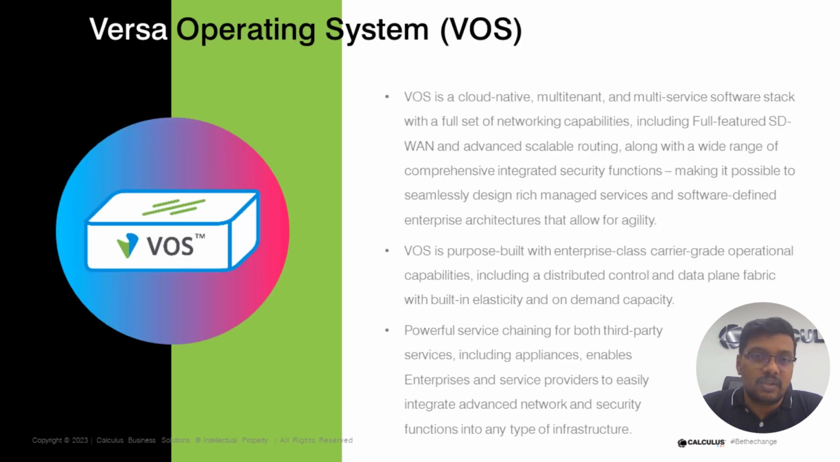Next is VOS, the Versa operating system. It is a cloud native multi-tenant. That is one key factor to remember. It's multi-tenant. The edge router itself is multi-tenant in Versa. Everything is multi-tenant capable in Versa. And also it has a full set of networking capabilities, including SD-WAN and advanced routing, along with huge security functionalities. When I say advanced routing, it is service provider grade routing.